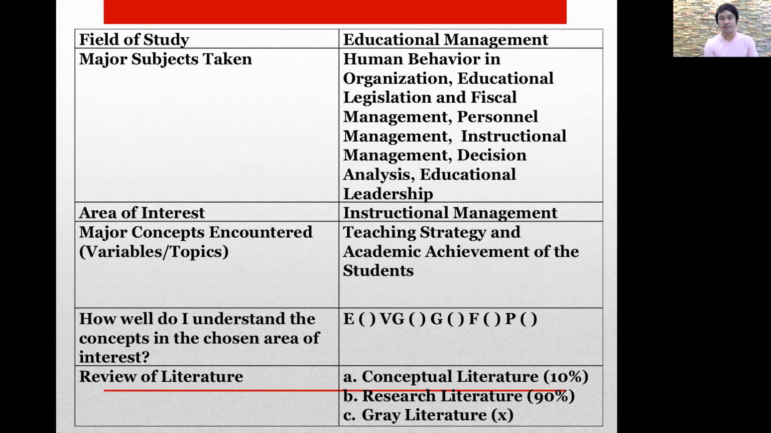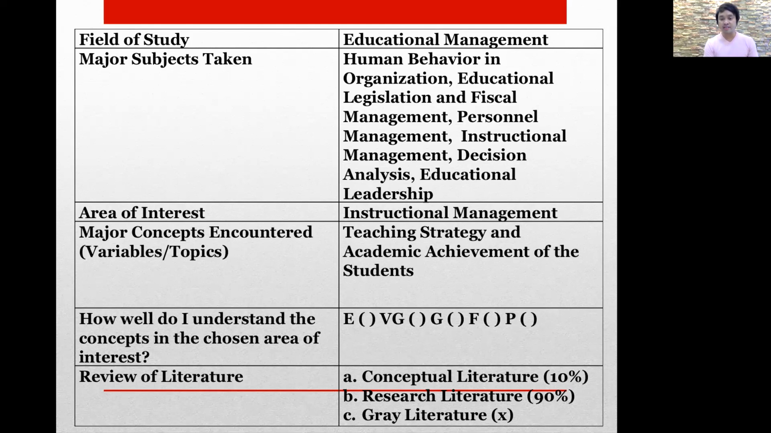All right, so good. At least may bago akong ma-share sa inyo. The three types of literature are conceptual literature, research literature, and gray literature. When we say conceptual literature, these are concepts, as the term implies. And this type of literature is non-research. Ibig sabihin, examples of these are theories, propositions, laws, DepEd Orders, Republic Acts, etc. Those are what we call conceptual literature.